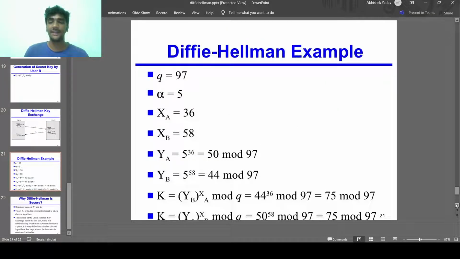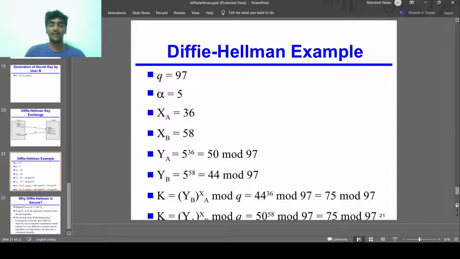So this is a Diffie-Hellman exchange example. We have chosen Q as 97 and alpha as 5. XA, the private key of user A, is 36, and XB, the private key of user B, we have chosen as 58. So we generate YA as alpha raised to the power XA. So alpha, 5, raised to the power XA, 36, gives us 50 mod 97.